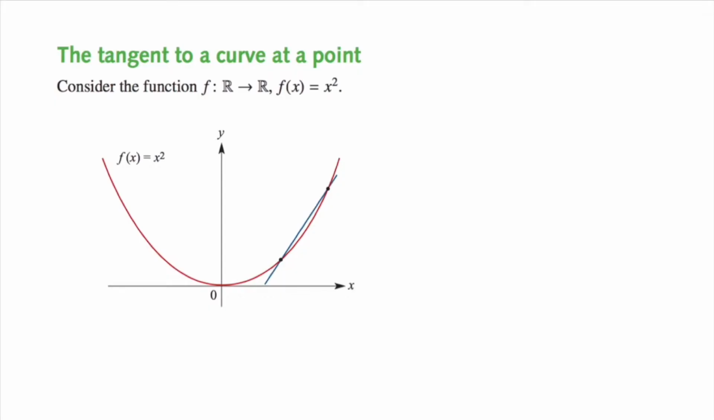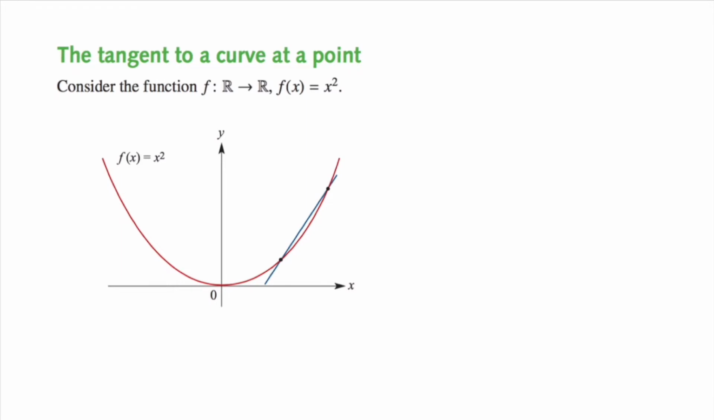So, the tangent to a curve at a point. Consider this function, f of x is equal to x squared. So it's a quadratic function. The tangent to a curve at a point. Well, here we are talking about one point. What does this remind you of? Instantaneous rate of change, right? So instantaneous rate of change measured the gradient at one point, and the line was called the tangent line.